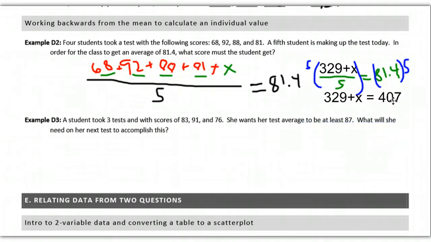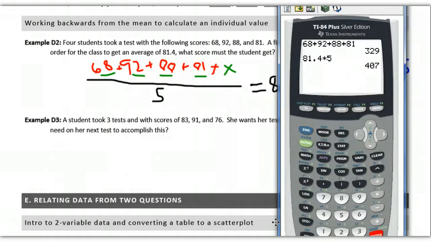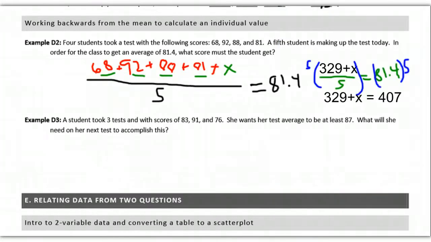And in our last step, to get x by itself, we would subtract 329 from both sides. So let's subtract 329 from both sides, and we would get 78 for x. So x equals 78. That's our unknown value. That's the score that this student has to get for the class average to be 81.4.